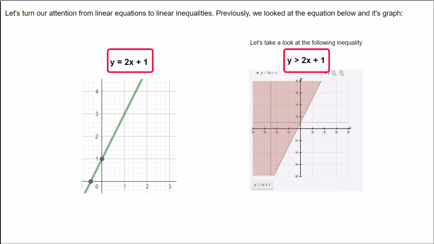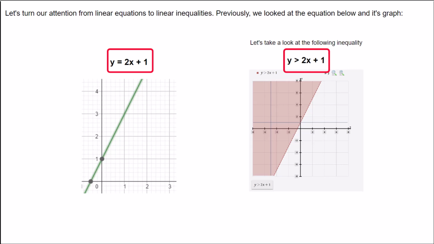So up to this point, we've talked about solving linear equations and then graphing those equations. And we discussed solving linear inequalities. So now let's talk about graphing linear inequalities. We also said before that dealing with linear inequalities is actually pretty similar to working with linear equations.